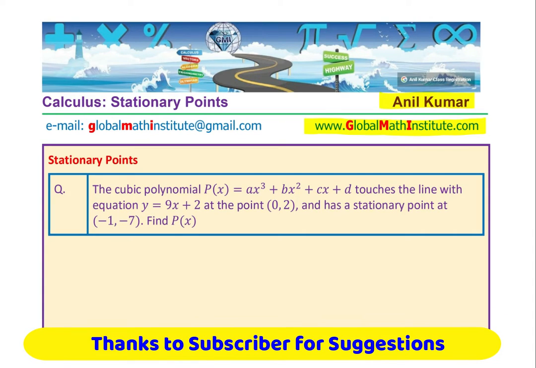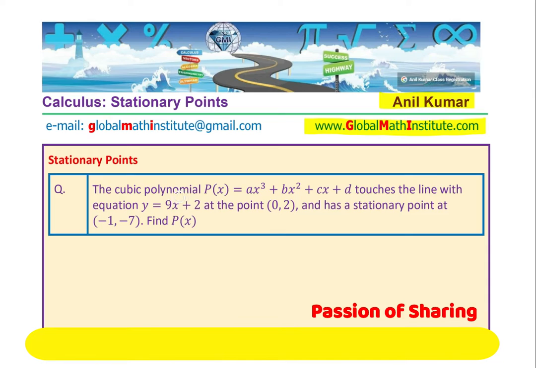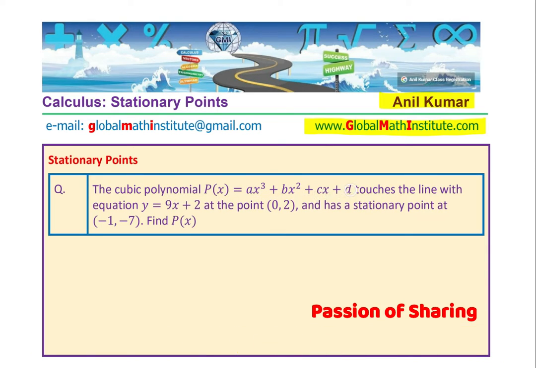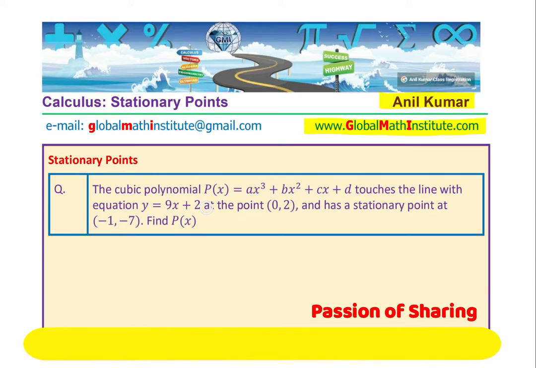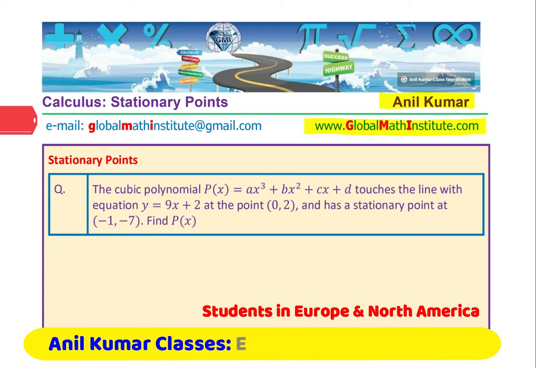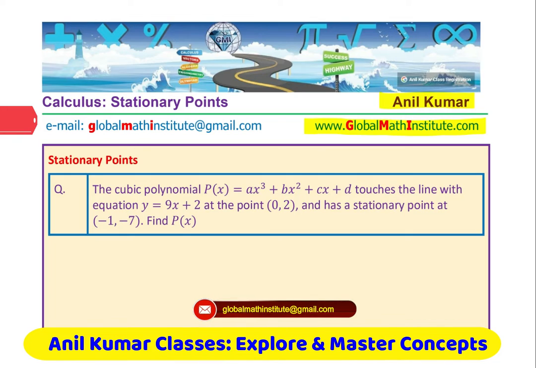Here is a brilliant question from one of our subscribers who wants to understand how to find a cubic polynomial equation which touches a line with equation 9x plus 2 at the point (0, 2) and has a stationary point at (-1, -7). Very important test question, and I hope its solution will help many of you. I'd like you to pause the video, try the solution, and then look into my suggestions.